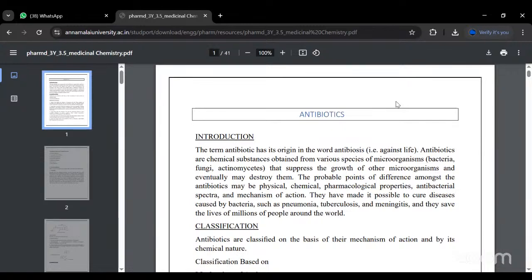The points of difference among the antibiotics may be physical, chemical, and pharmacological properties, antibacterial spectra, and mechanism of action. They have made it possible to cure diseases caused by bacteria, such as pneumonia, tuberculosis, and meningitis. They save the lives of millions of people around the world.